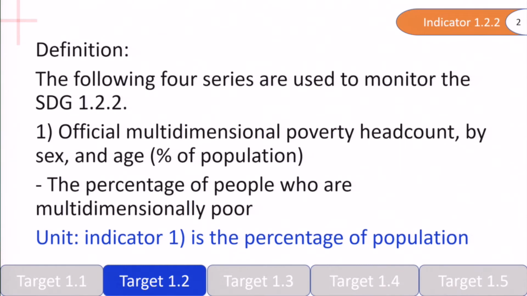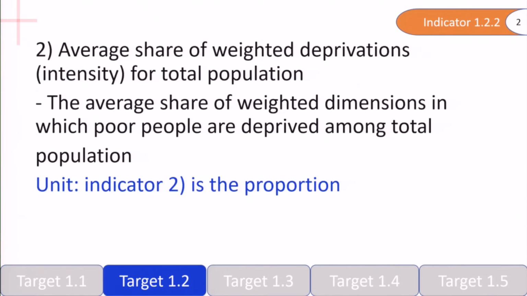So, the 5 series are used to monitor the Sustainable Development Goal target 1.2.2. One is the official multidimensional poverty headcount by age and sex, which is the percentage of the population, the percentage of people who are multidimensionally poor. The second measure under this indicator is the average share of weighted deprivation, or intensity, of the total population. The average share of weighted dimensions in which poor people are deprived is calculated, and the unit of measure for this is proportion.